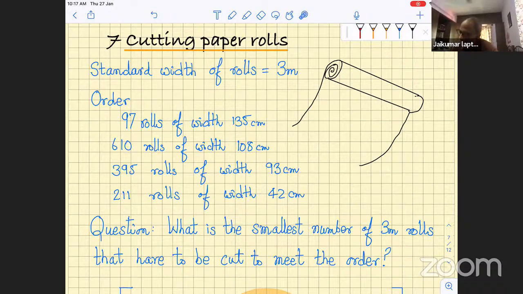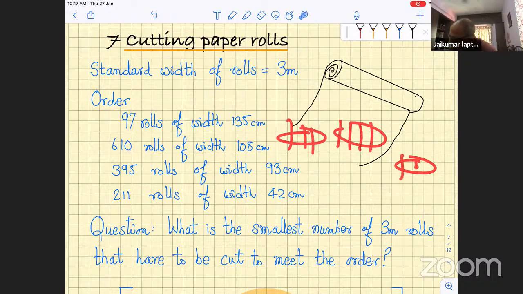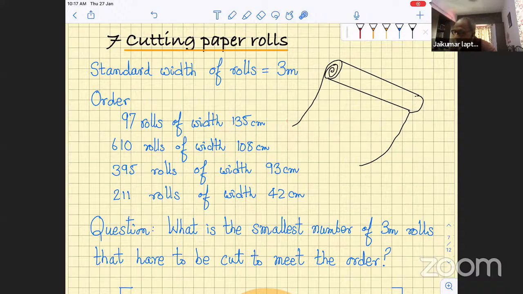So there are many rolls. This is the first roll, this is the second roll, this is the third roll. The first roll you cut in some places, the second roll you cut in some places, and in the end, you see how many rolls of 135 centimeters you managed to cut from all your rolls. Their number should be at least 97, and so on. So how do you go about finding out what is the minimum number of rolls?